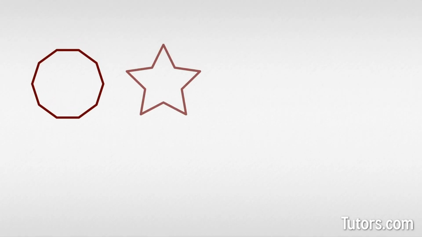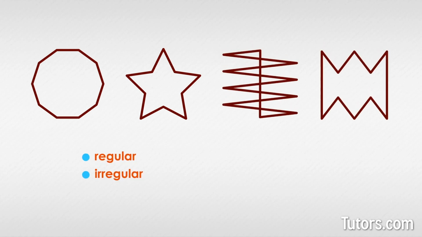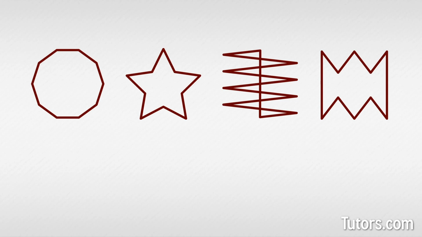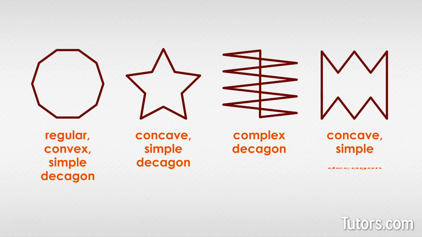Let's look at several decagons. See without looking at the identifying information if you can determine whether each is regular or irregular, convex or concave, simple or complex. Remember to name all the attributes, in case a shape fits more than one category. In order, those decagons are a regular convex simple decagon, a concave simple decagon, a complex decagon, a concave simple decagon.